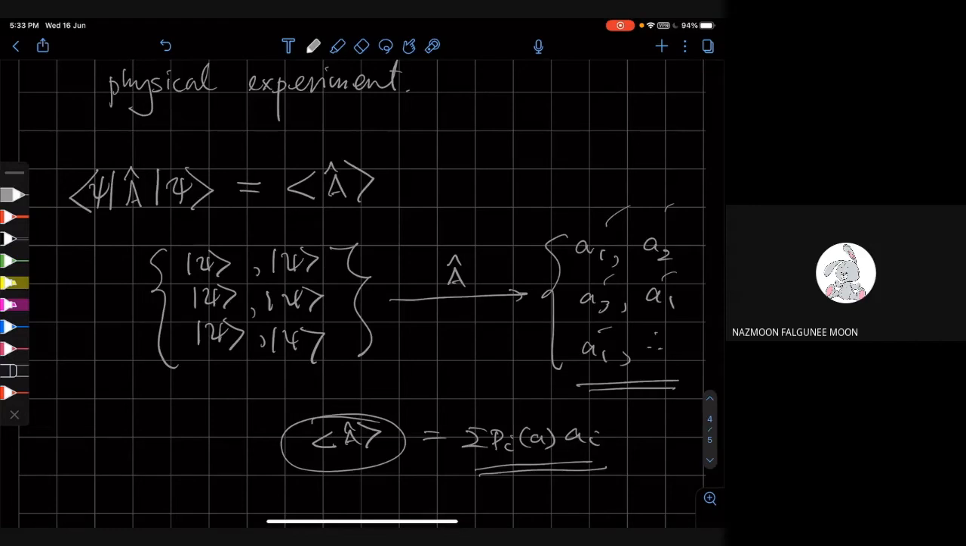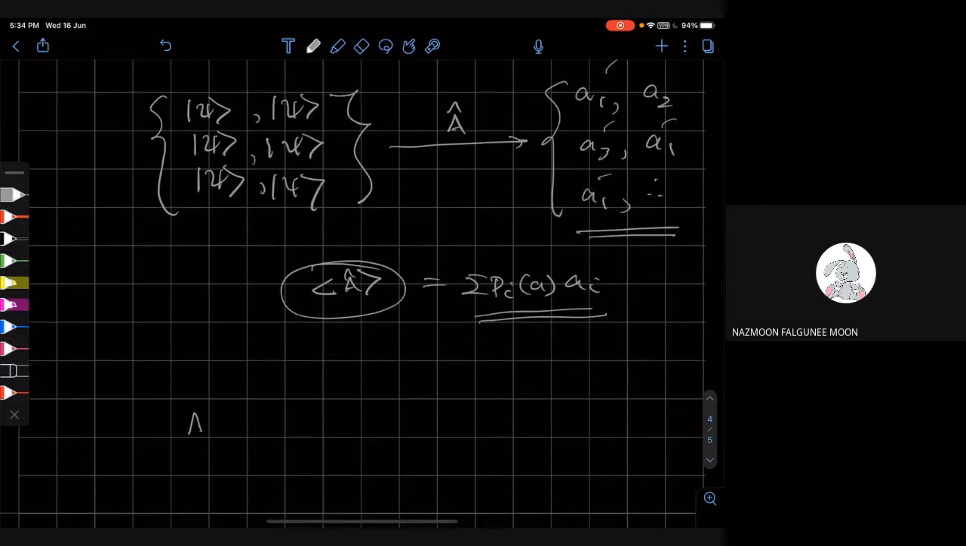Even if it was one of these values, it's not the value you're going to get from every experiment. There's going to be some uncertainty. Sometimes you're going to get something less, sometimes something more. So how far from the average you expect your observation to be is measured by delta A, the standard deviation or the uncertainty. Okay, do you understand this?